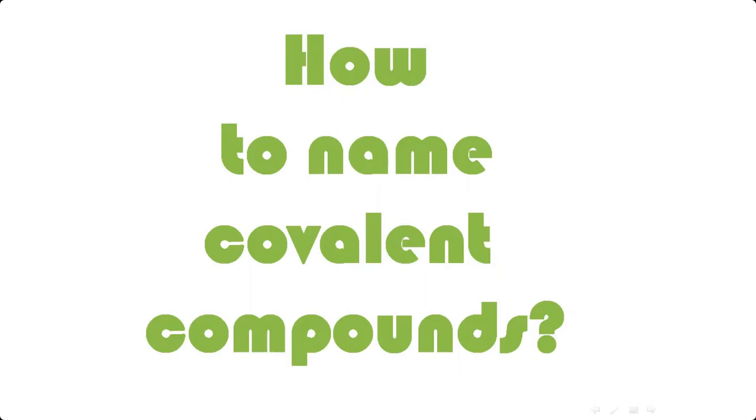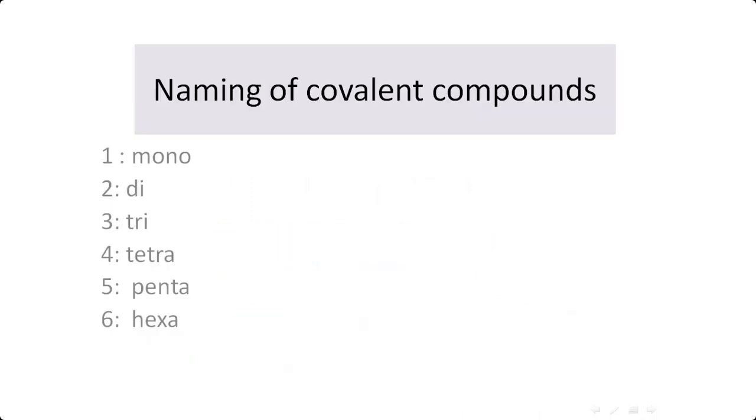Okay, now that we have introduced you to ionic bonds and covalent bonds, it's time to understand how to name covalent compounds. The only difference between naming covalent compounds and ionic compounds is the numbers. We don't care about the numbers in ionic compounds. So when we say MgCl2, we say magnesium chloride, and we don't care about the 2 in the chlorine. But in covalent compounds, we care about the numbers so much.